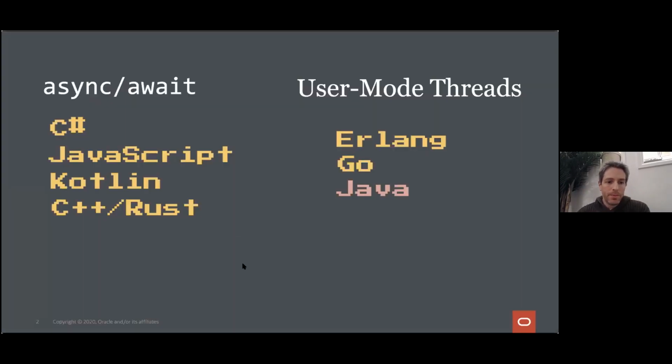This approach is similar to the one taken by Erlang and Go, but different from other languages like C#, JavaScript, Kotlin, and C++ and Rust that attempt to support scalable concurrency with a new syntactic construct that I call syntactic coroutines, but is mostly familiar to us as async await. So that's how I'm going to call it. In this talk, I'll try to explain why we've decided that user mode threads are the preferable path for Java and why those other languages chose differently.